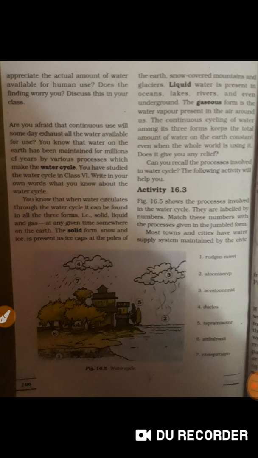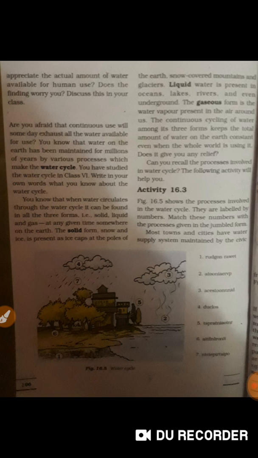We know water exists in three forms: solid, liquid, and gas. The solid form is snow or ice, and it is present as snow on the snow-covered mountains. You will find it on glaciers and on ice caps at the poles of the earth. Then if we talk about liquid water, it is present in oceans, lakes, rivers, and even underground. The word itself implies what it is. Under the ground you will find water, and that water is very useful for us. We call it underground water.